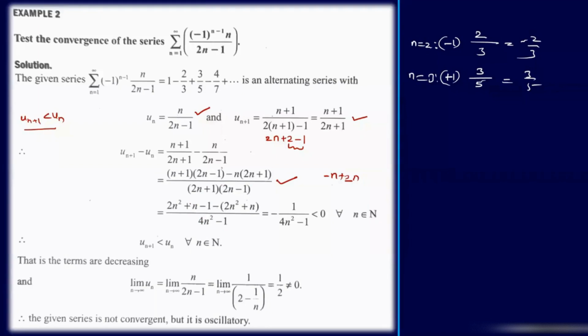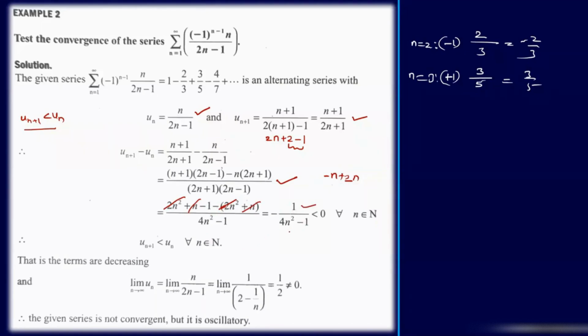Now if you simplify this, you see this 2n square and here it is minus 2n square. You can just cancel them. And here it is plus n. When you multiply this minus inside, we'll get minus n. That can be cancelled. So what is left here is only minus 1. That minus 1 is there in the numerator, and this is 4n square minus 1 in the denominator.